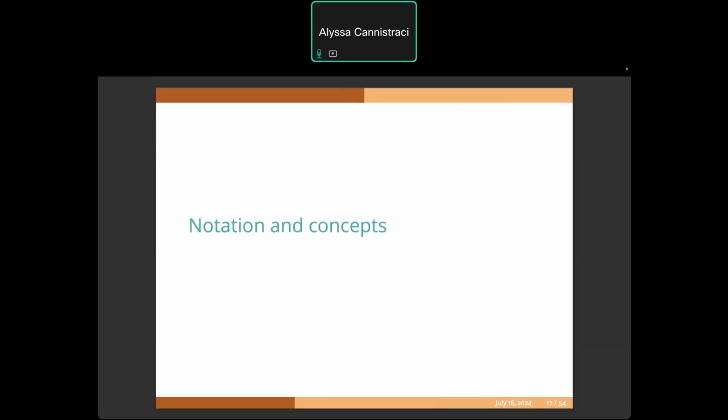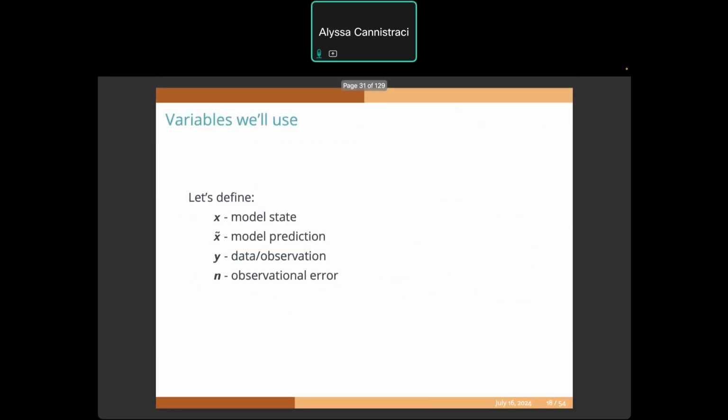So now getting into the notation that I'm going to use, and I'm also going to introduce a couple of statistics definitions. So I'm going to routinely use X to define the correct model state, or what we're trying to approximate with data assimilation. I'm going to add a tilde. This will be our model prediction. So this will be what we want to estimate X. Y will indicate a data or an observation, and N will be your observational error. Generally, these variables are going to be multidimensional, but we're also going to briefly look at a 1D problem.